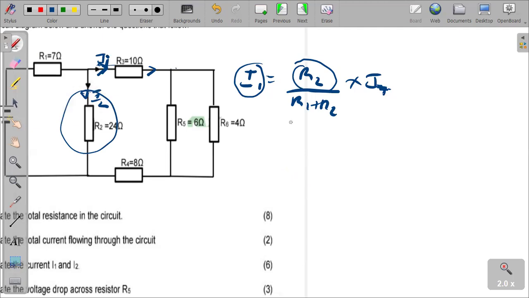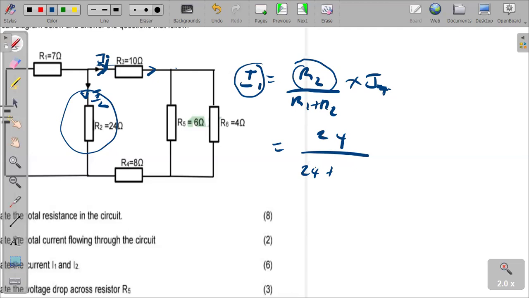So we'll simply say here R2, what becomes our R2 in this case is 24 over 24 plus R1, of course, R1 plus R2. Even if I say R2 plus R1, I also get the same answer. No worries on that.